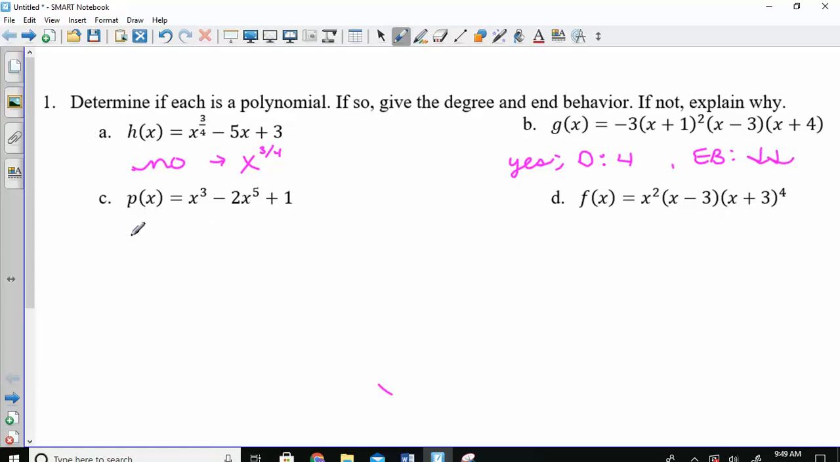Is C a polynomial? Alright, careful. What's our degree? 5. I flipped the order on you. The highest power of x is the x to the 5th. End behavior, so we have to look, that's a negative 2x to the 5th. Odds look like a cube, but because it has a negative coefficient, it would be flipped, so up, down.